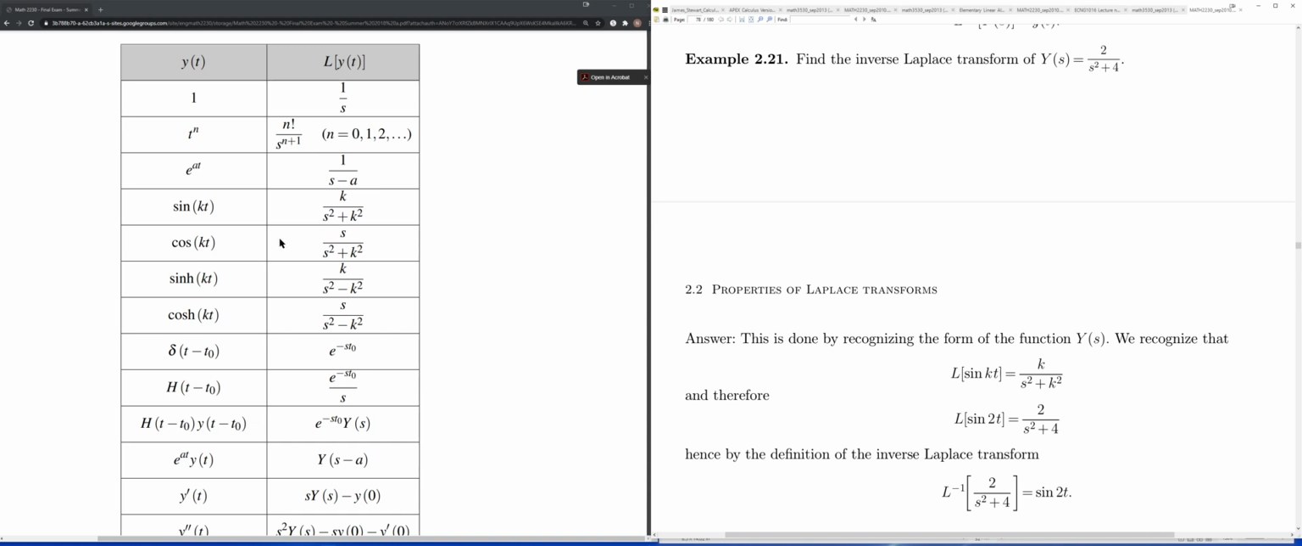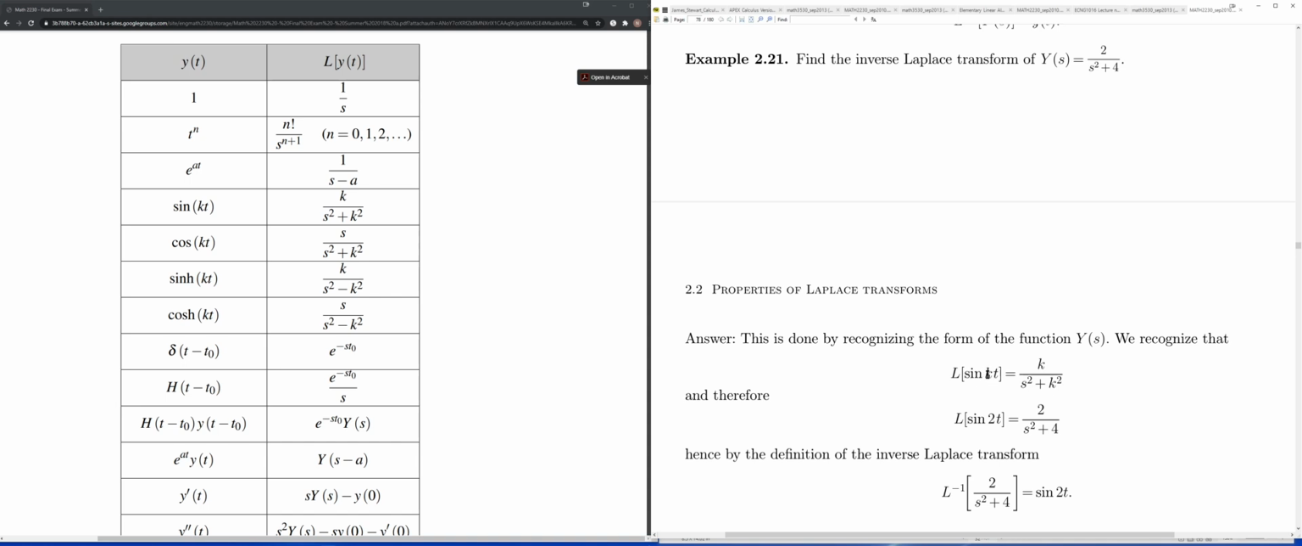What I notice is that the Laplace transform of sine kt is k on s squared plus k squared, and I wrote it down over here. So that gives me an indication that this is the formula that I'm going to be using. All I need to do now is choose a suitable value for this parameter small k, so that I get s squared plus 4 on the bottom.